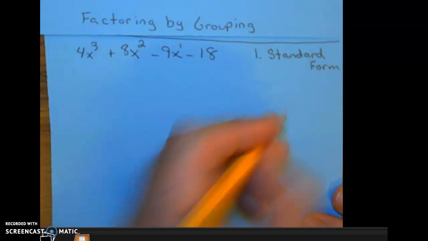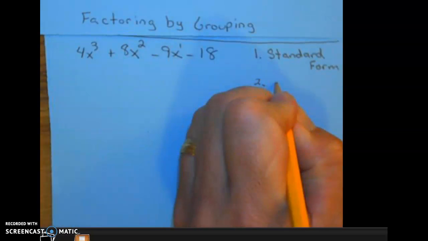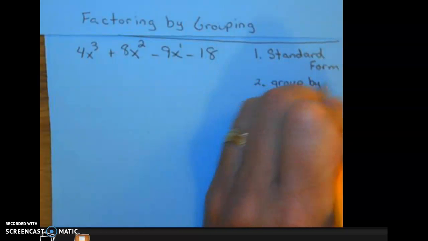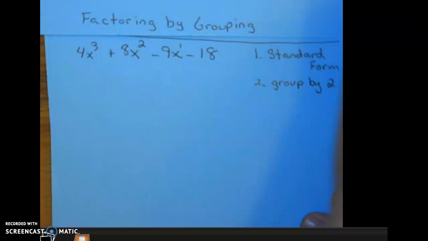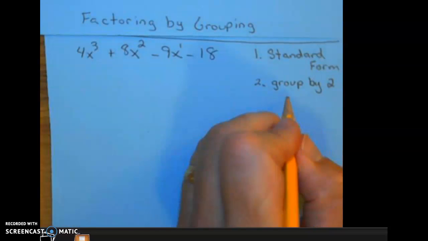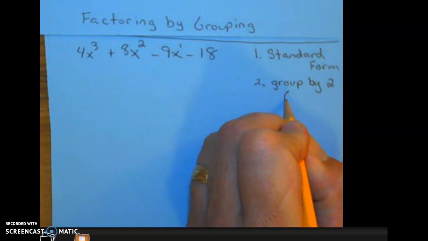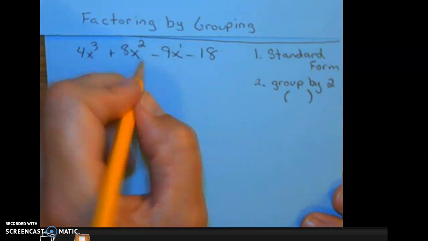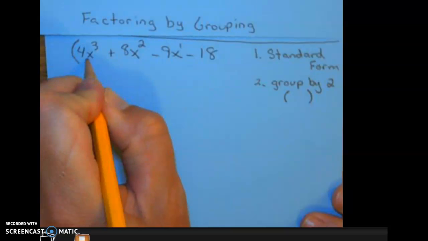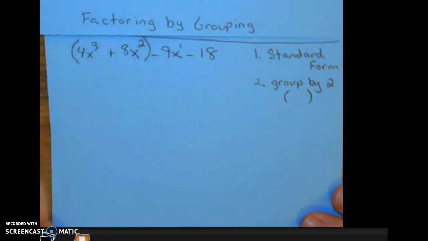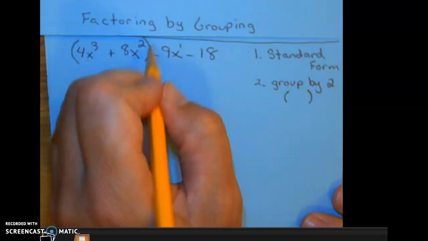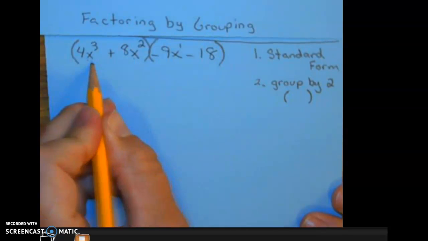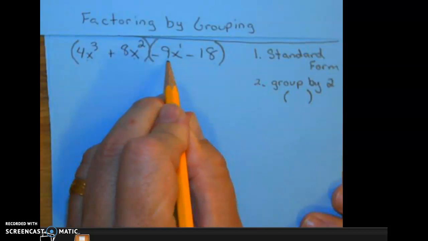Okay, secondly, we want to group by 2. When we group things, we use a grouping symbol known as parentheses. So we're going to group by 2: the first 2 terms, and then we'll group the second 2. So this is one group, and this is the second group.